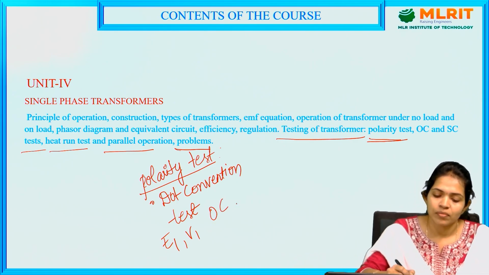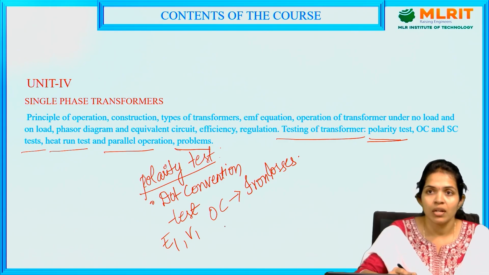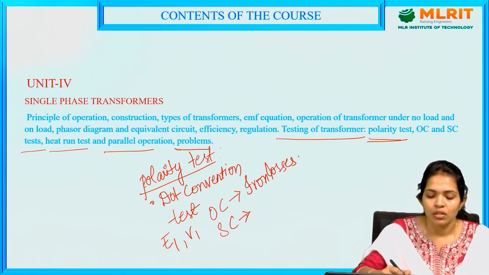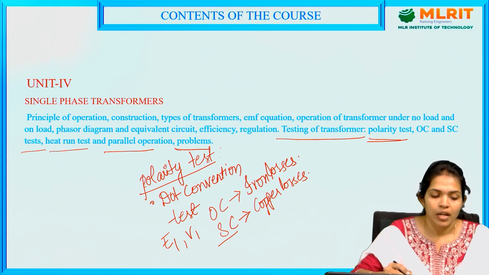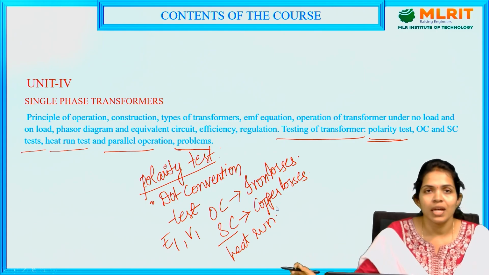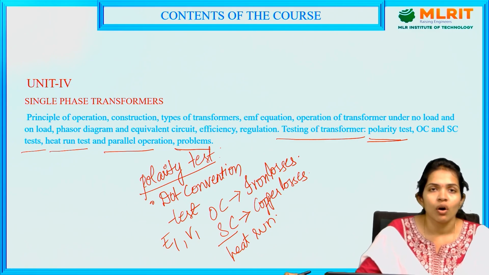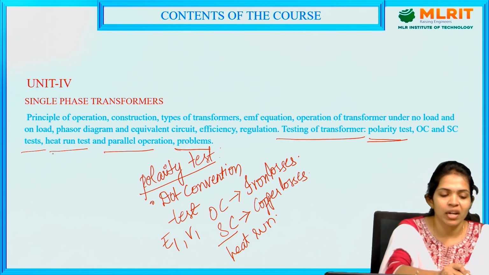OC test: to find out the iron losses, we conduct the open circuit test on the transformer, and the short circuit test is used to find out copper losses. And then the heat run test: what amount of heat is generated in the oil of the transformer when current flows through the primary and secondary windings, and how much heat a transformer winding can withstand, can be known by running this particular test.